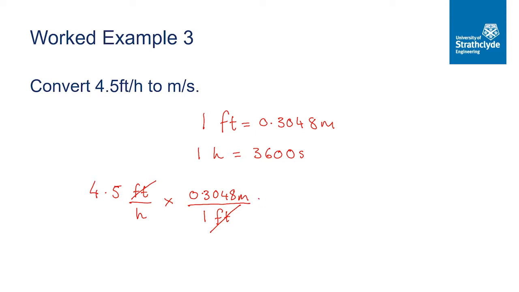So that's good. And then again, now we're trying to get rid of the hours and replace it with seconds. So I would like my seconds to be at the bottom. And so 3,600 seconds and 1 hour at the top. So the hours will cancel out. And then we have meters per second left. And then simply we do 4.5 multiplied by 0.3048 and then divided by 3,600, which gives us 3.81 times 10 to the minus 4 meters per second.